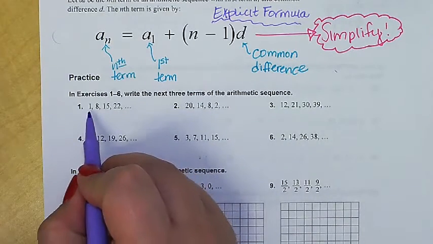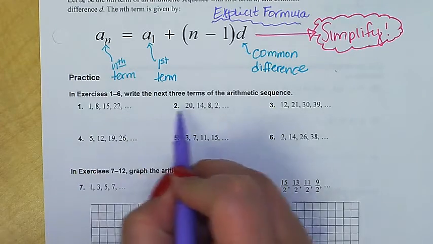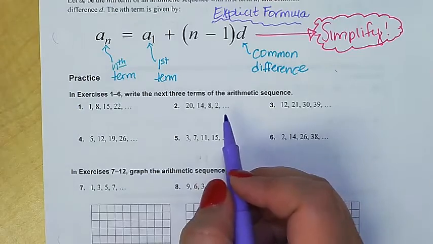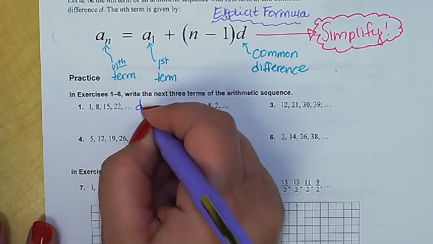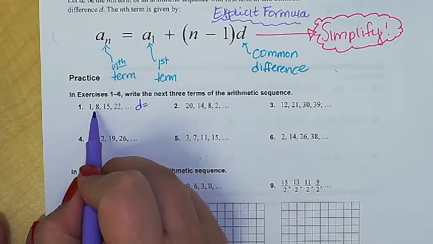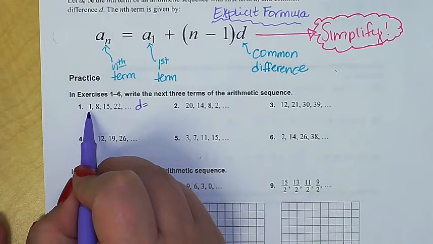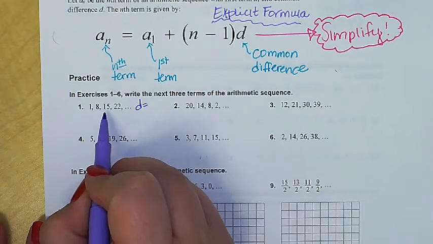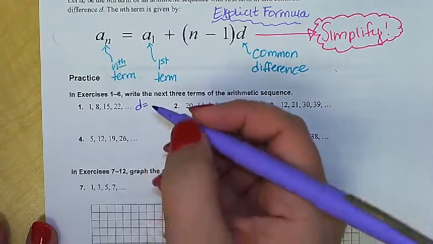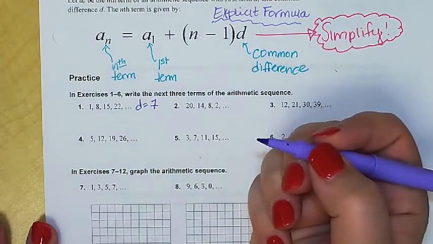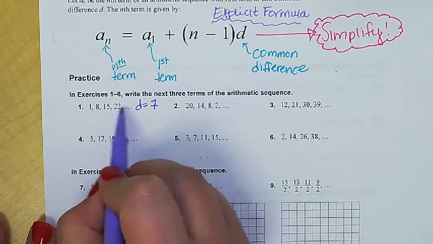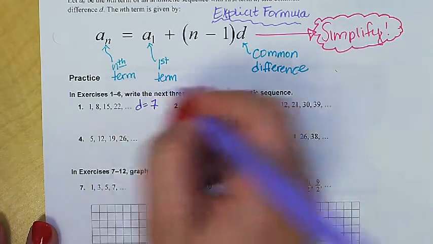So on number 1, we have 1, 8, 15, 22, and they already told us it's arithmetic. So one way we can definitely check or find the common difference is take the difference between the new and the previous. So if we do 8 minus 1 is 7, and you can test that a few more times. 15 minus 8 will also be 7. 22 minus 15 will also be 7. So the common difference is a positive 7. And once you know that, you can just extend the pattern by adding 7 to 22, and so on.